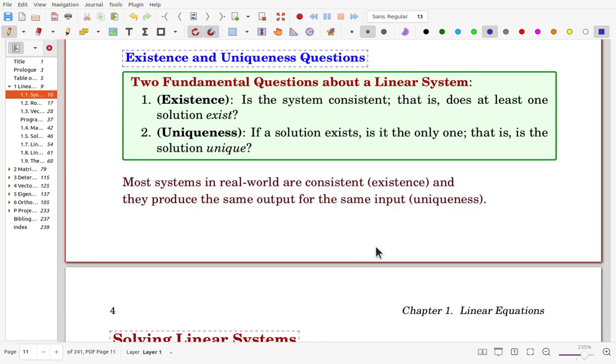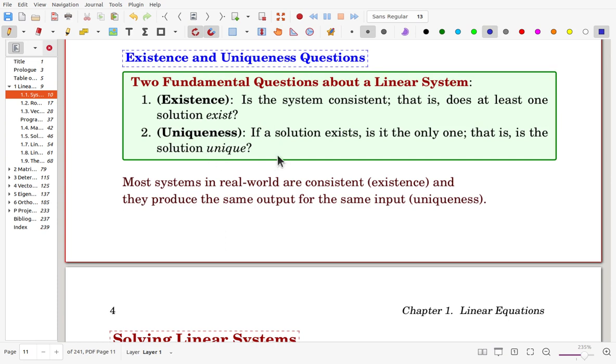When we are dealing with linear systems, there are two fundamental questions. The first one is existence, and the second one is uniqueness. Through existence, we can ask a question like this: is the system consistent, or does at least one solution exist? Such a question is an existence question. For uniqueness, we can ask if a solution exists, is it the only one? Is the solution unique?